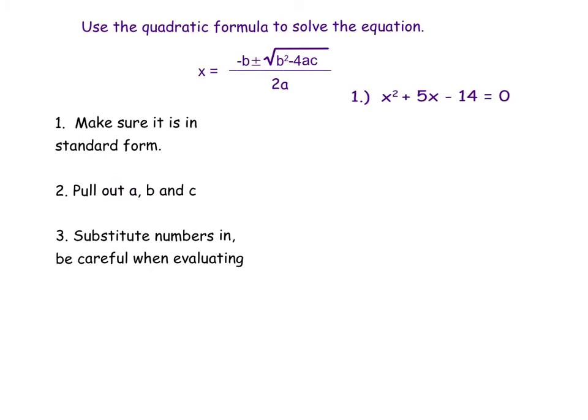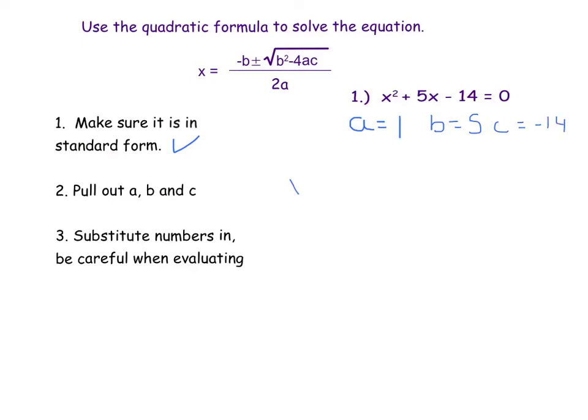So here's our first example. First you have to make sure it's in standard form. I have my x squared term, my x, and my number, and it's equal to 0. So check. It is in standard form. Next, you have to pull out the a, the b, and the c. It's just easier if you do this. So a is 1, because my x squared has a coefficient of 1. My b is 5, and my c is negative 14.